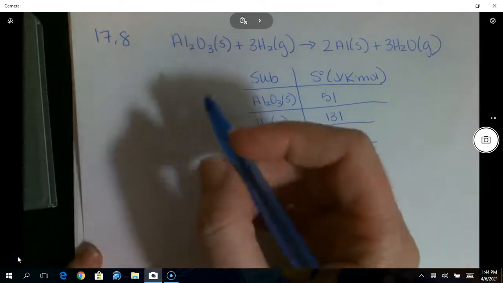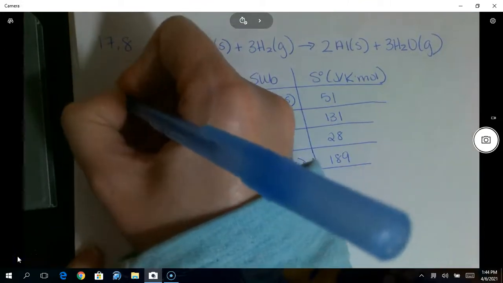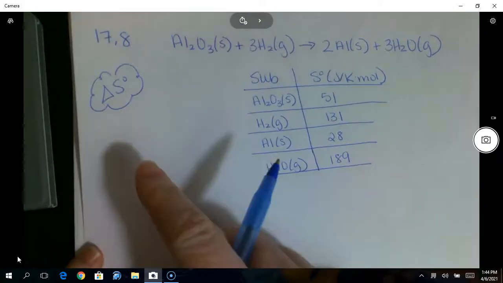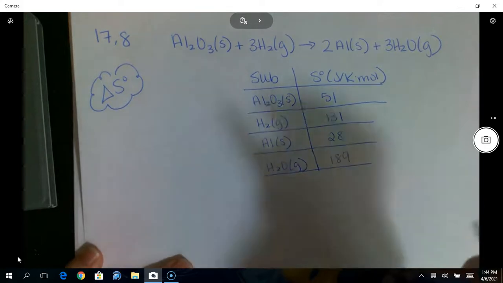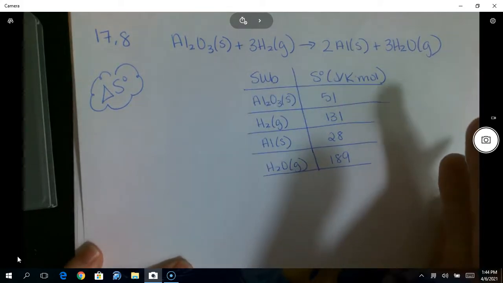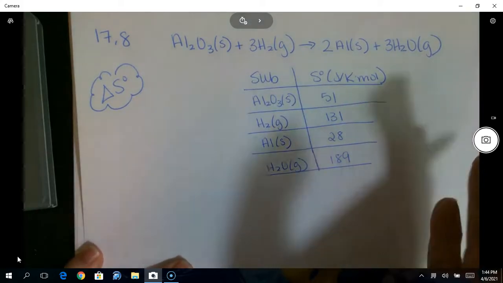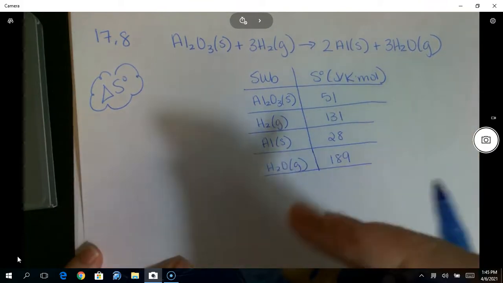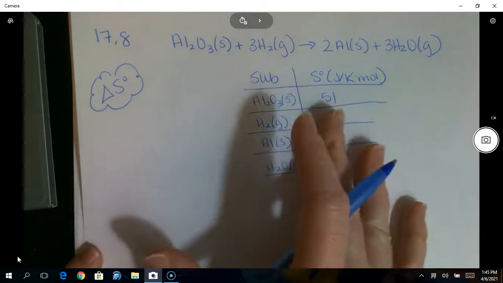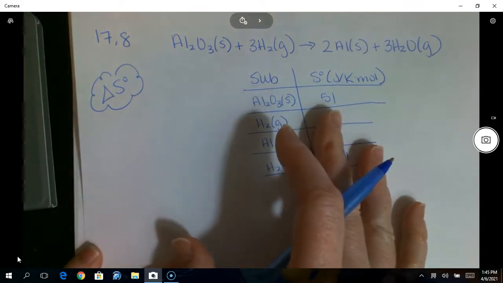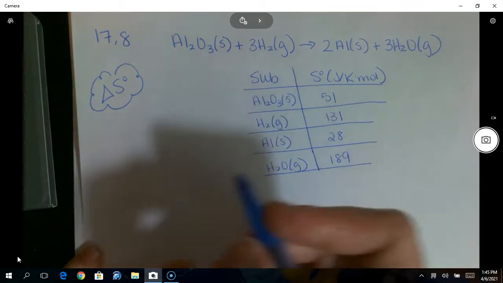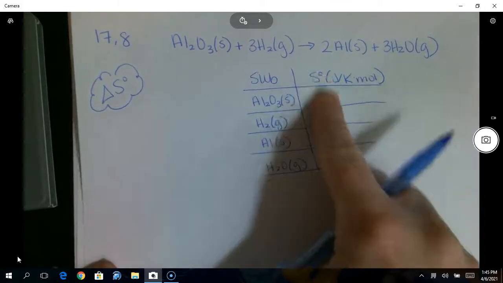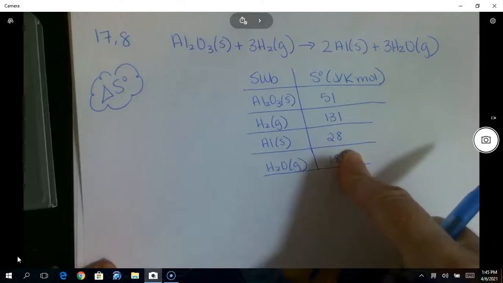Example 17.8 is the same idea. We're trying to find the same thing. Well, it's not the same idea, it's literally the same concept. But now I'm going to show you how to use the official equation. So in 17.7, I wanted to think about it conceptually, why the units work out how they do, and kind of map everything out. But this time I want to show you the more chemistry-y way to do it, right? So we have a new equation, new substances, which means we have new standard entropies.